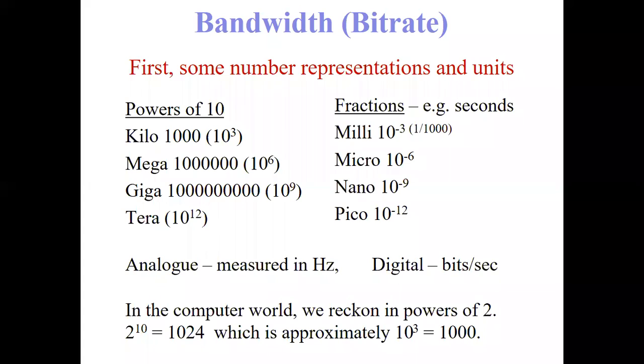Just a minute. Are we saying 10 to the power 3 or 2 to the power 10? It is 2 to the power 10. Yeah, you're right, because it's powers of 2. 2 to the power 10 is 1024.